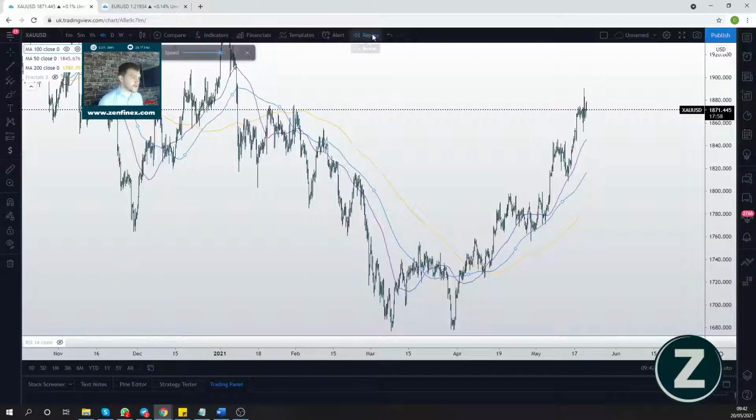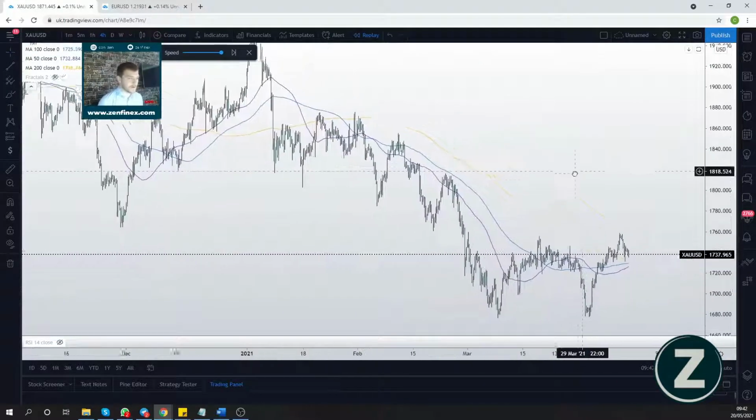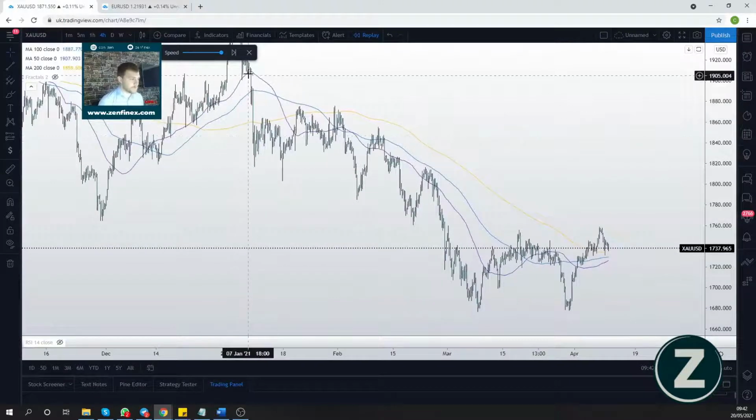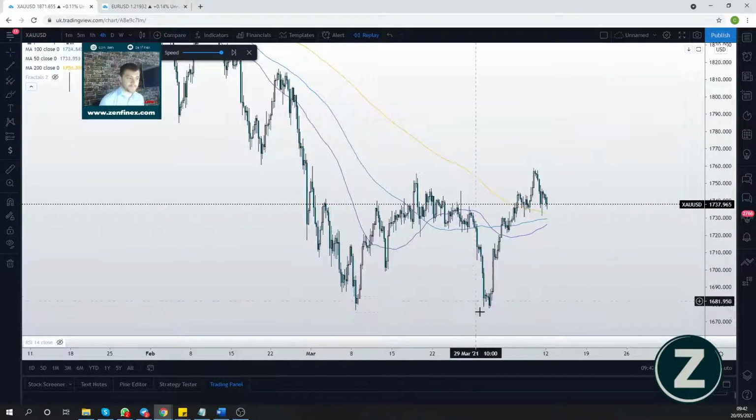So I'm going to replay the chart all the way back to here. And you can see that at this time, from the beginning of the year, really, of 2021, price was trending to the downside and these moving average lines were acting as resistance levels. But we created this double bottom here. Price started to tick to the upside and you can see these moving averages now have started to move towards each other.